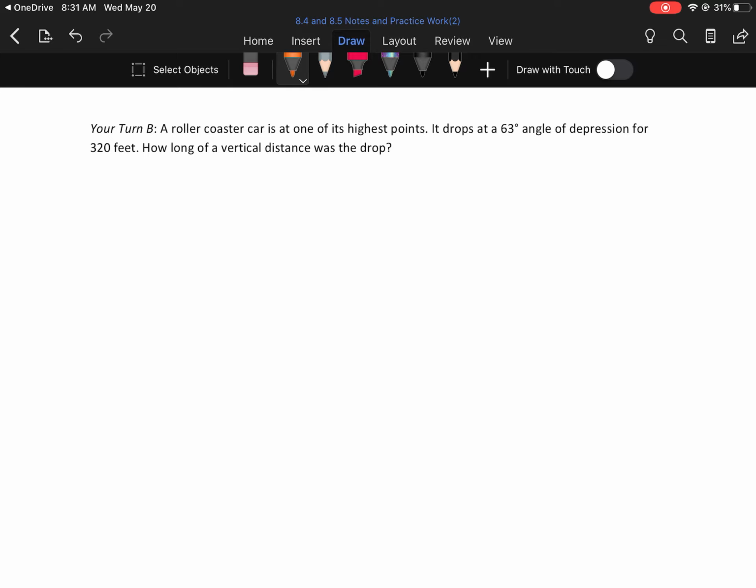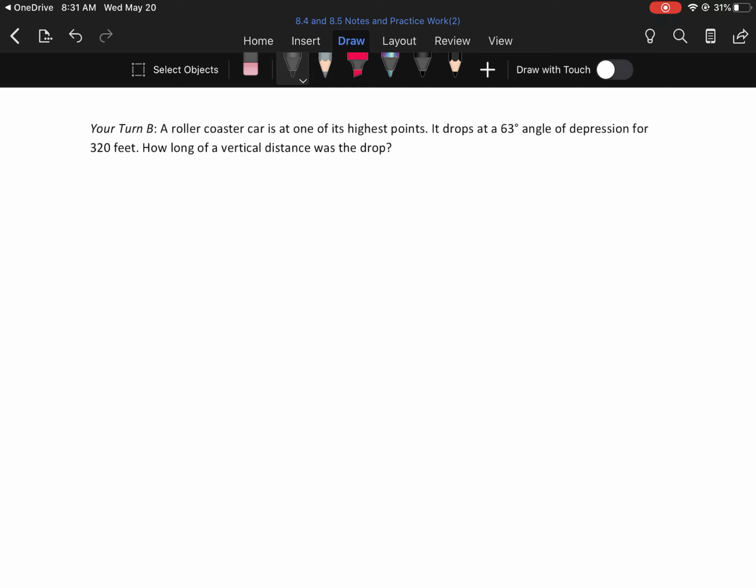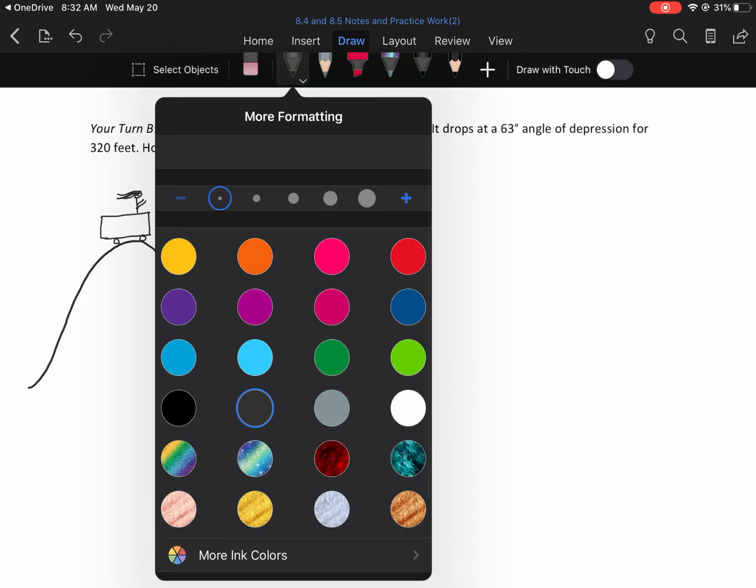All right, so let's draw with my great artistic skills. Here's a hill for a roller coaster. All right, I'm gonna draw a shaky little roller coaster car. Here's our person, the arms up in the air, their hair blowing in the wind. Look at that. Beautiful. Okay, it says it's at one of the highest points and drops at a 63-degree angle of depression. So we have to be careful here.